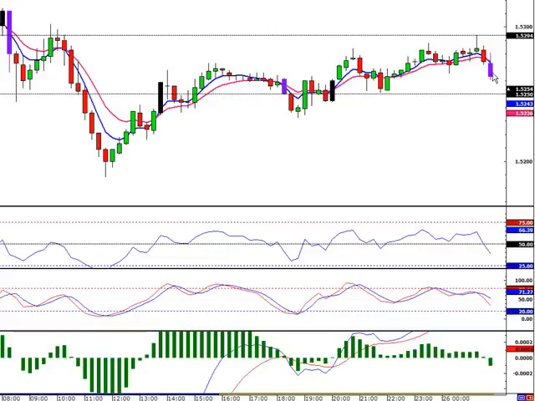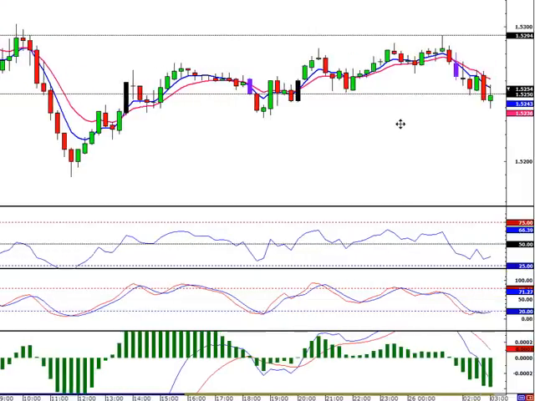Now, that's only 13 pips of potential profit. It's not that much, especially when you factor in the spread. So in this case, I'm going to want to go for the same amount of pips I'm risking on the trade.